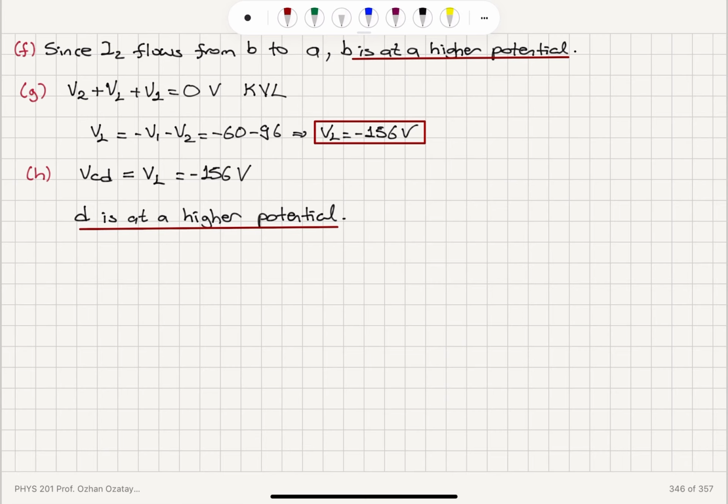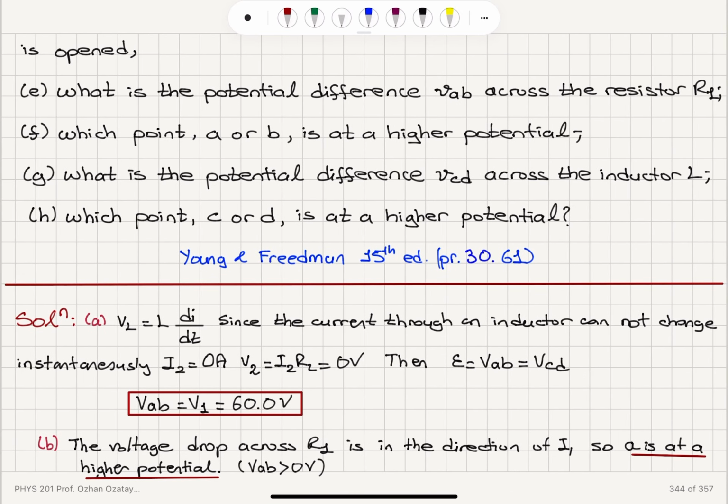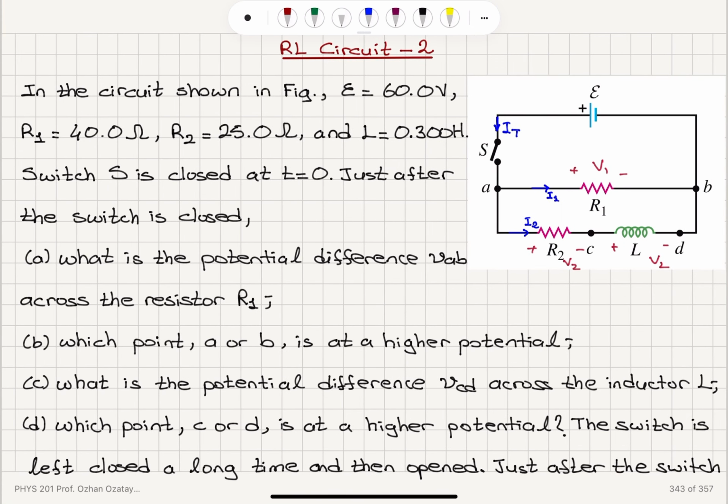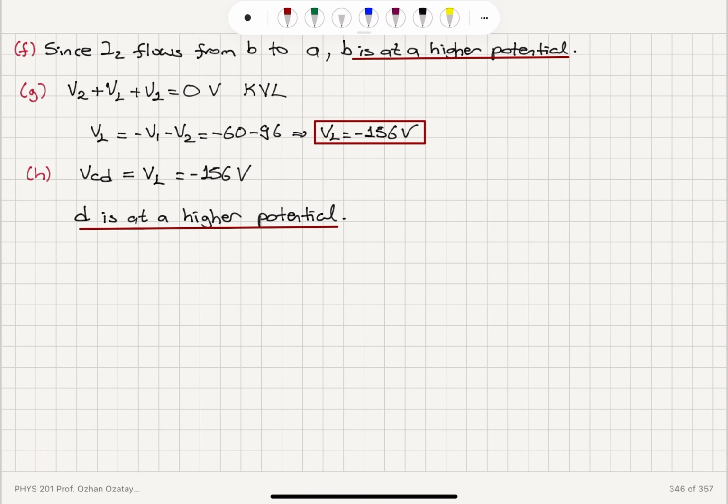So what about point C or D being at a higher potential? Well, the way I have looked at this voltage VCD, it turned out to be negative, so that means D is at a higher potential now instead of C.